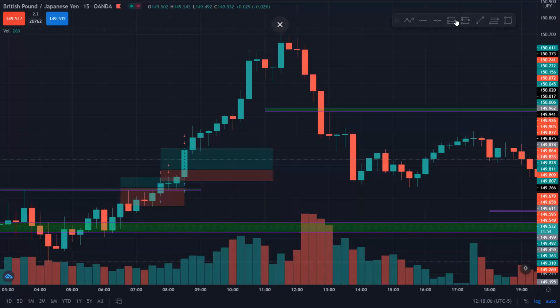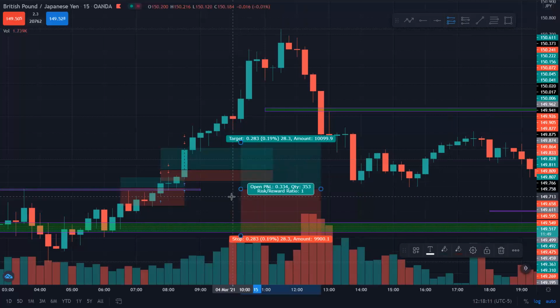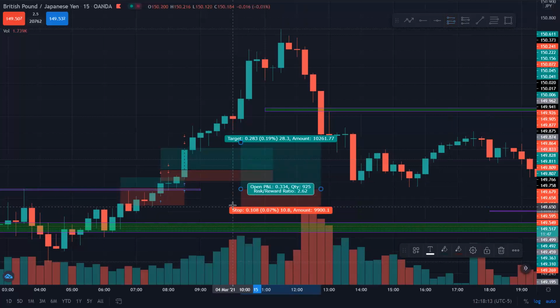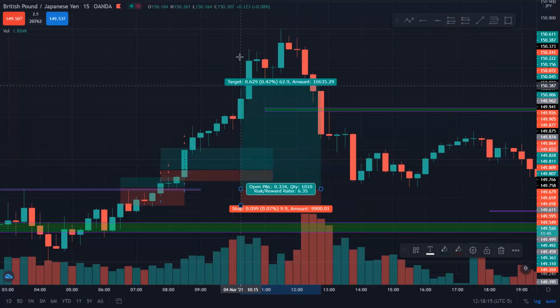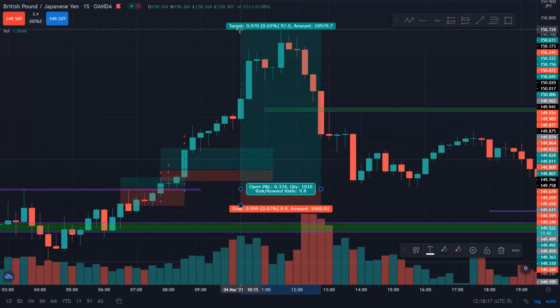Let's see. That's my initial entry, right? Which is right there. Let's say I let it run. Here, I'll even do the same stop loss that I did. Let's say I didn't touch it at all. I just let it run. 9.8. That would have been $980 right there if I had let it run.